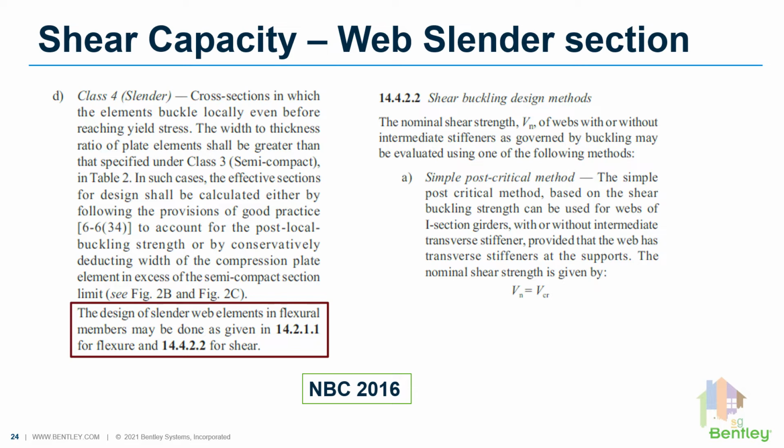Though NBC 2016 is not implemented in STAAD, for a web slender section, as the d by tw ratio is greater than 67 epsilon or the limiting value with transverse stiffener, clause 8.4.2.2a is used instead to calculate the shear capacity value.